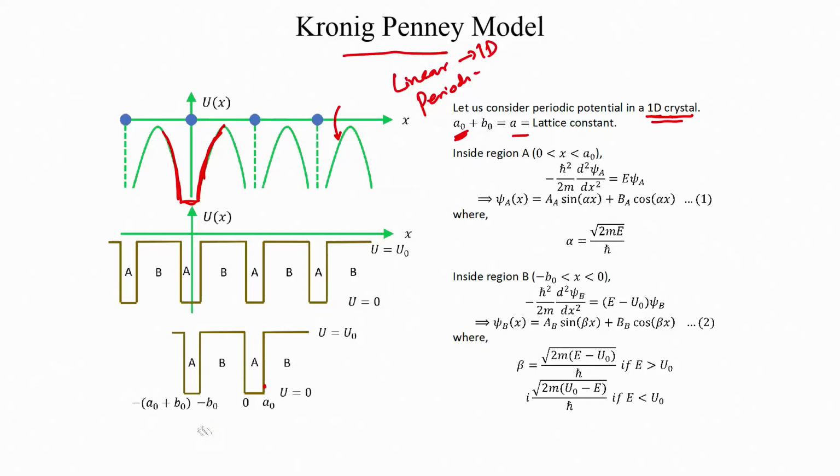So we define the wave function in the different regions. We consider this region, which is x going from 0 to a naught, so when 0 is less than x less than a naught, and we say that the wave function in this region is psi of a. We then consider this region B here, where minus b naught is less than x less than 0, and say that the wave function there is psi of b.